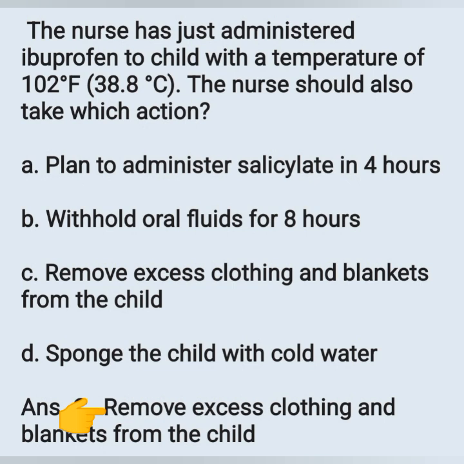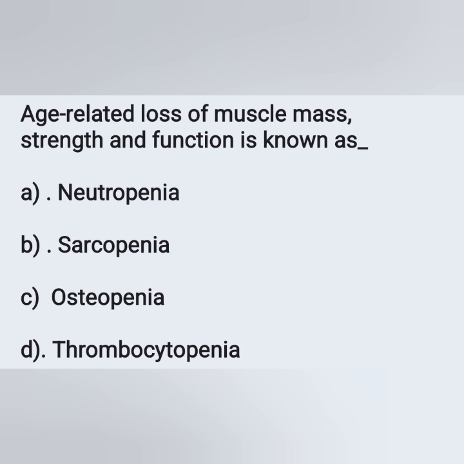First option, plan to administer salicylate. We will not give salicylate to the child. Oral fluids we can give, we should not withhold. And sponging the child with cold water, we will not give cold sponging. Remove excess clothing and blankets from the child, because after giving the medication the fever will reduce and there will be sweating, so we have to remove excess clothing and blankets. Also we can give tepid sponging to the baby. Move on to the next question.